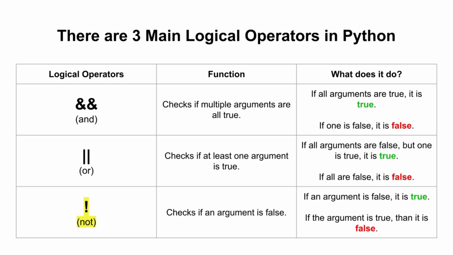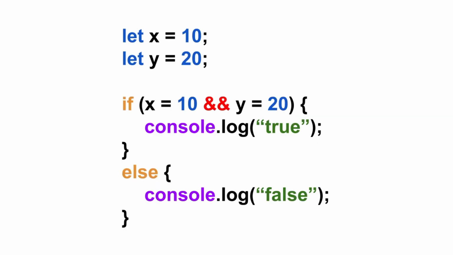Let's view some examples. Here we have a simple if statement. We are using the AND logical operator. It is written using two ampersand signs. It will check if all arguments are true. Since both of our arguments here are true, the if statement is true. Thus, our console log function will work. But even if one argument is false, the entire if statement is false. So our console log function from the else statement will display false.